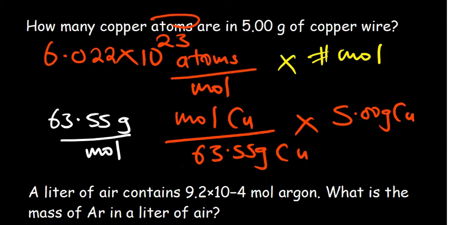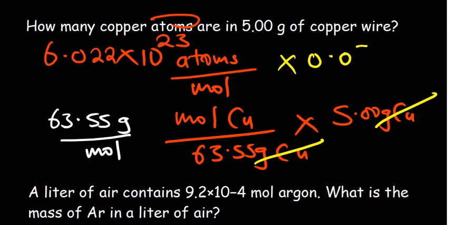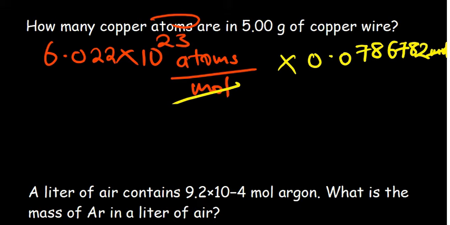of copper. So the grams will go. So 5 divided by 63.55. So approximately I'm getting the number of moles of copper to be 0.07868. So those are the moles of copper. So the moles will basically cancel out, so that you remain with the number of what? The number of atoms. So multiply by the Avogadro's number.